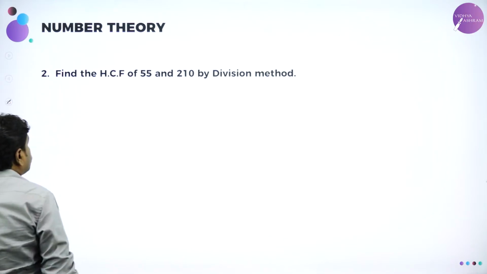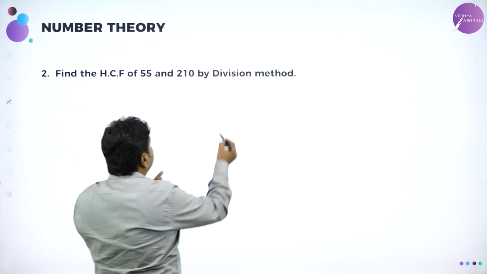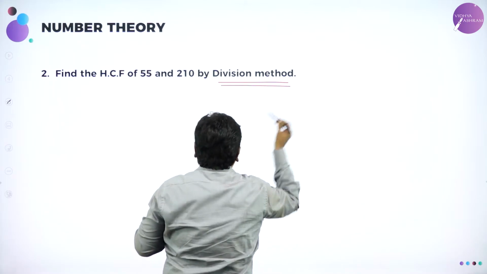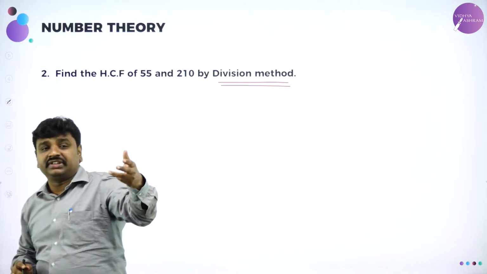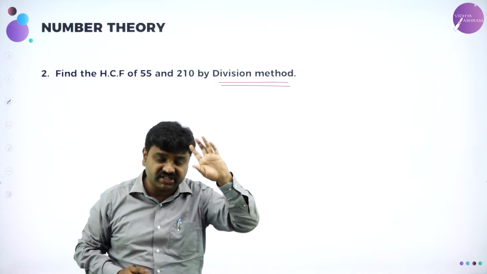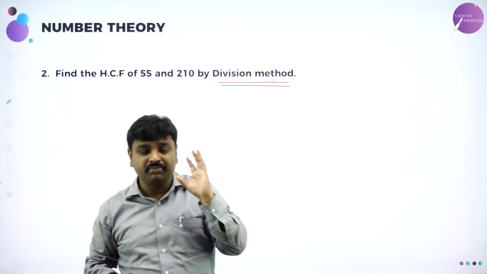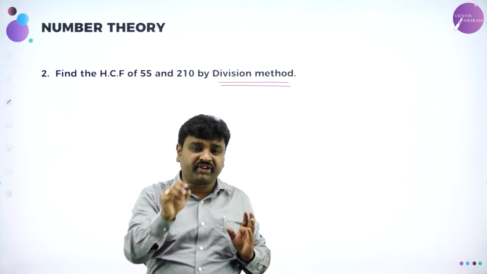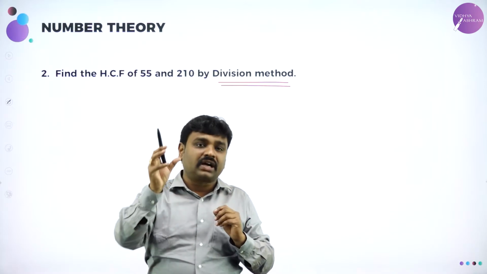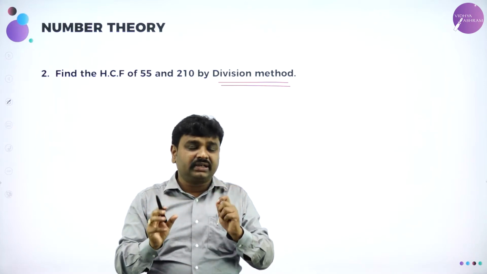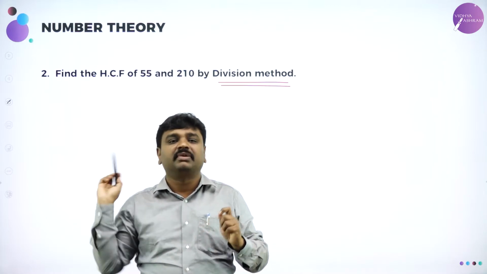Next, HCF of 55 and 210 by division method. So now I'll go for the other method of finding HCF. First method is factorization method. Factorization method was simple. Write the numbers as product of prime factors. After writing, pick the common factors. In that, pick the least powered common factors and multiply.